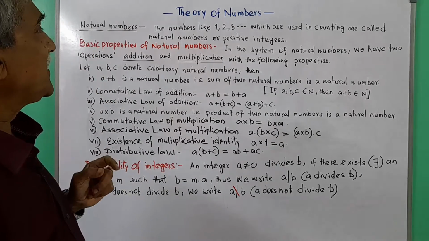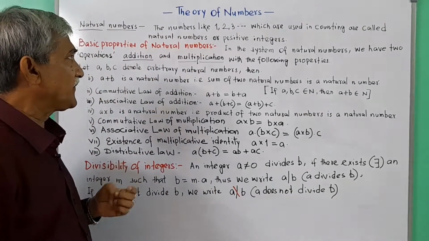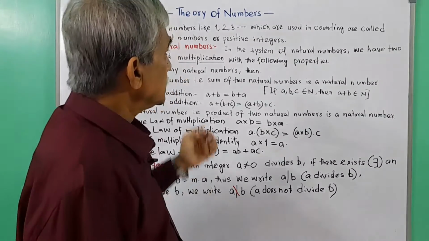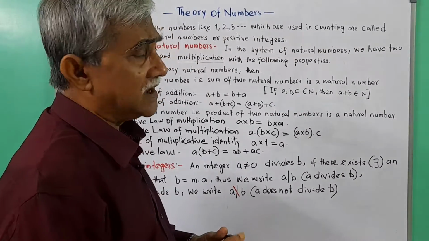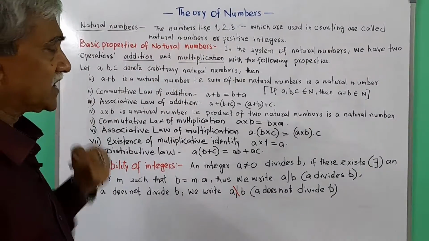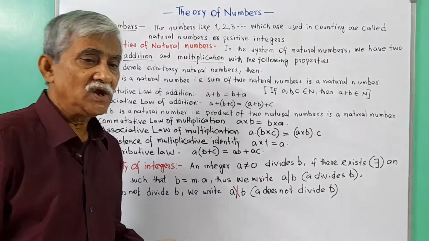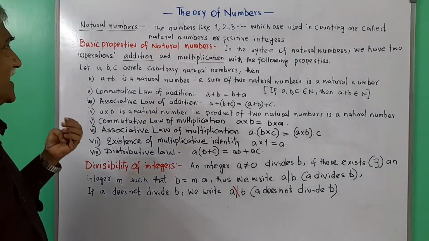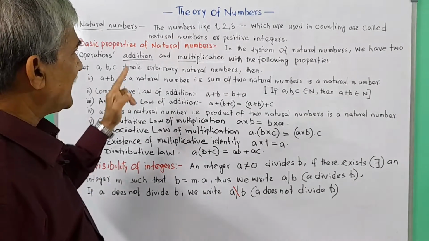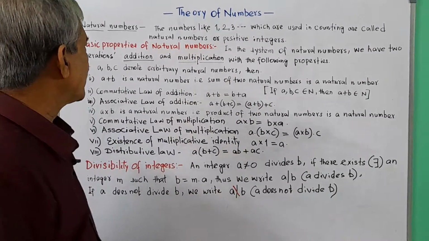Now, what are the basic properties of natural numbers? In the system of natural numbers, we have operations like addition, multiplication, division, subtraction, and some others, which are called mathematical operations. We have two operations, addition and multiplication, with the following properties.